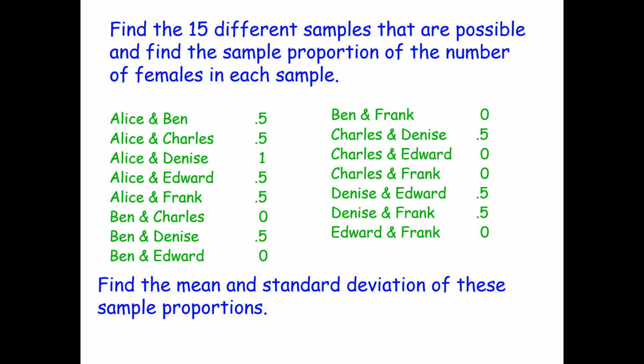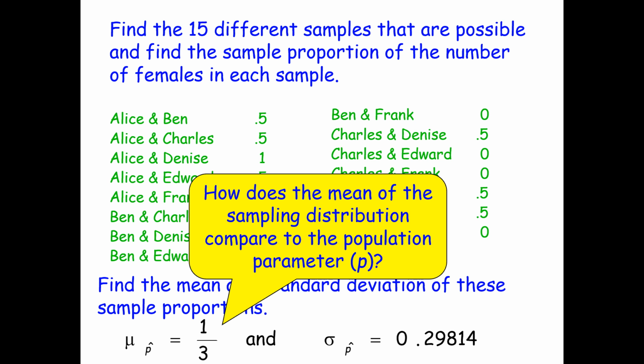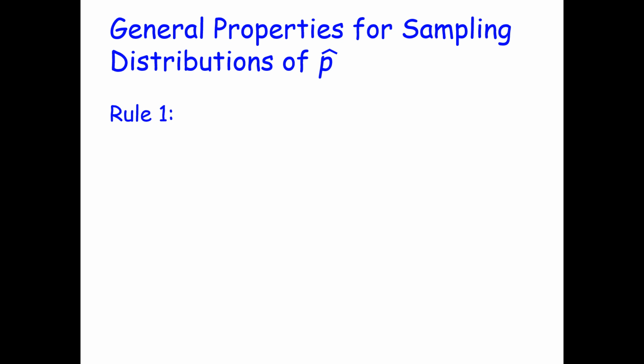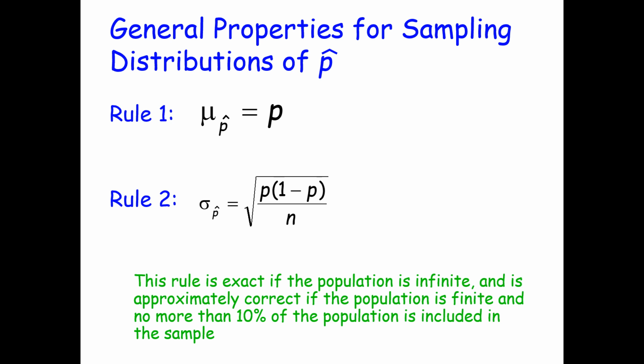So we want to find the mean and the standard deviation of these sample proportions. Doing so gives us a mean of p hat of 1/3 and a standard deviation of p hat of 0.29814. How does the mean of the sampling distribution compare to the population parameter, p? It's the same, right? So that brings us to rule 1 in our general properties for sampling distributions of p hat.